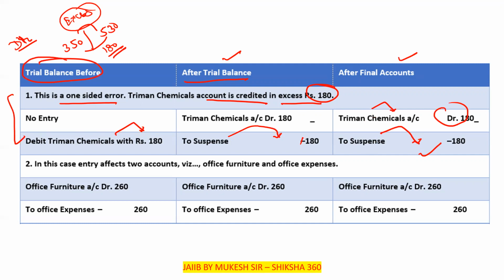This is how we use the suspense account, when entries are detected at a later stage, that is after the trial balance preparation, clear? Hope now it is clear to all of you.